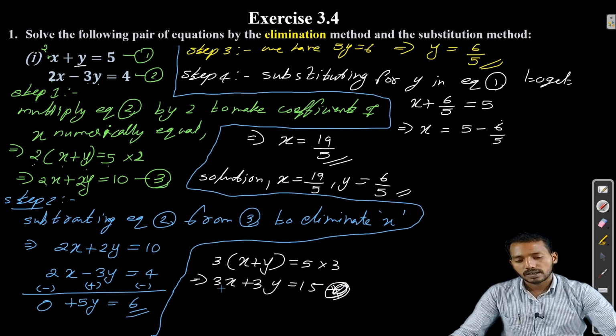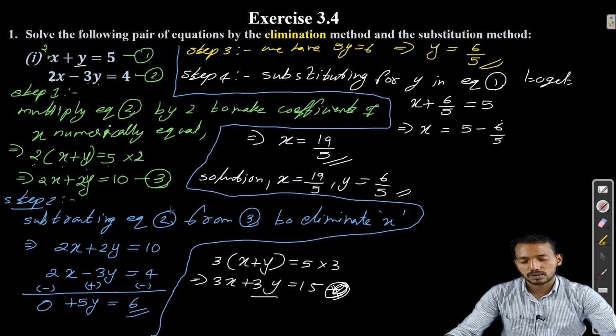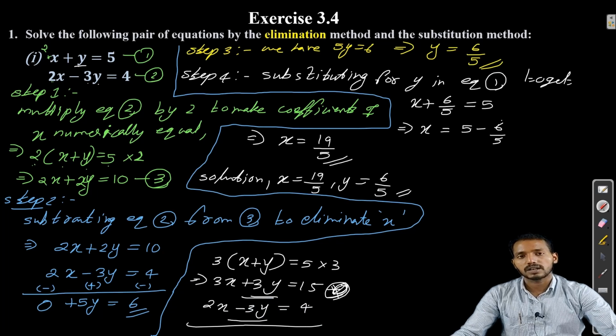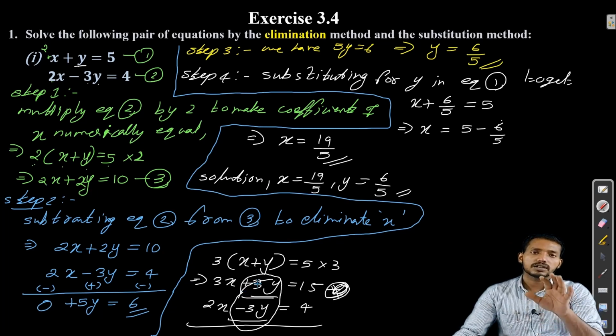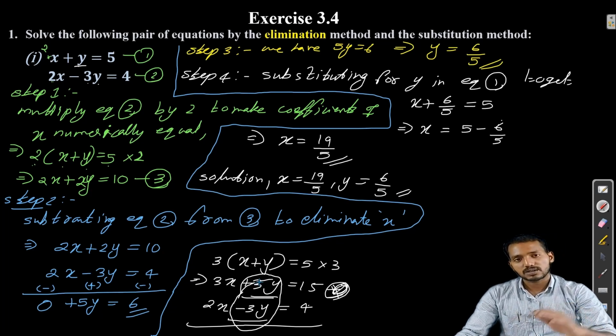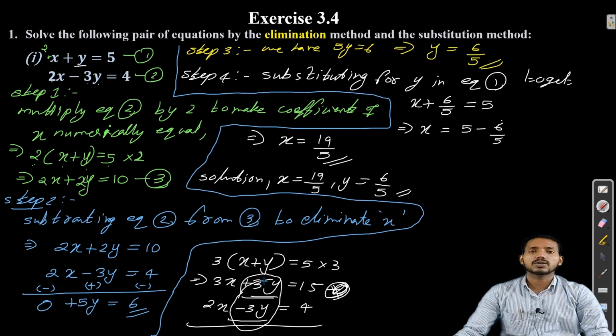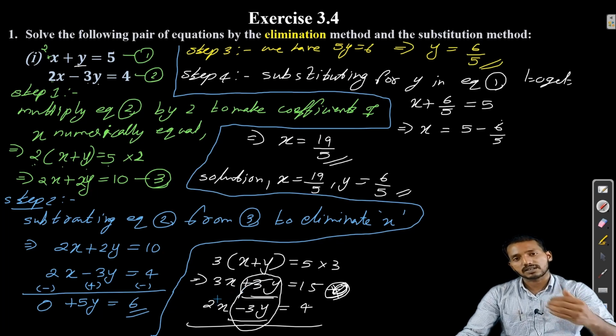Here plus 3y is there, and in equation number 2 we have 2x minus 3y equal to 4. Here you can see this is plus 3y, this is minus 3y, numerically equal but opposite in sign. So when you add the equations, plus 3y and minus 3y will be eliminated. In case of coefficients numerically equal but opposite in sign, just add the equations. In case the coefficients are equal and have the same sign, then you have to subtract the equations. In any way you can solve, you will get the same answer.